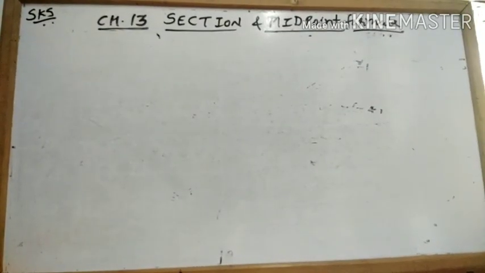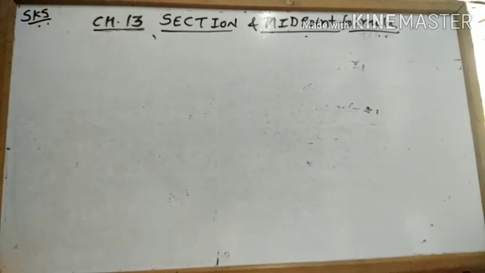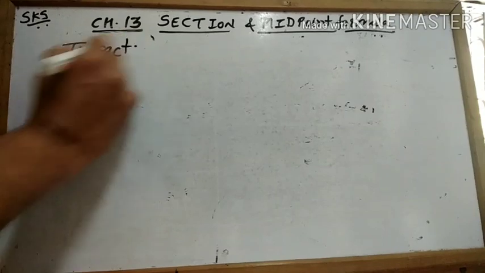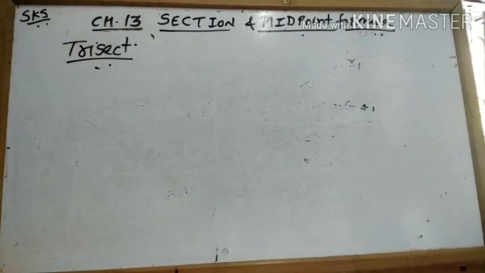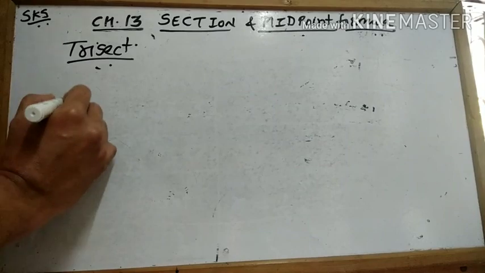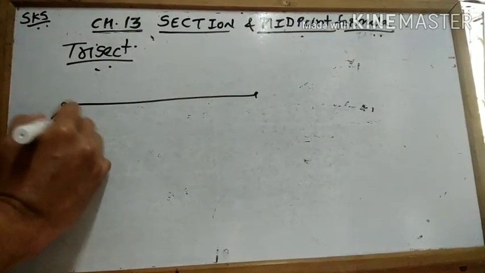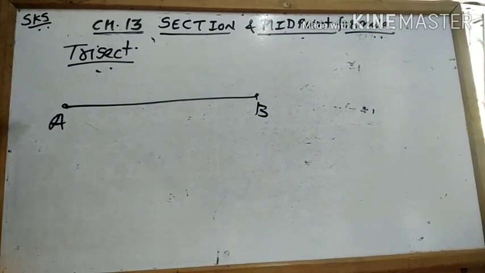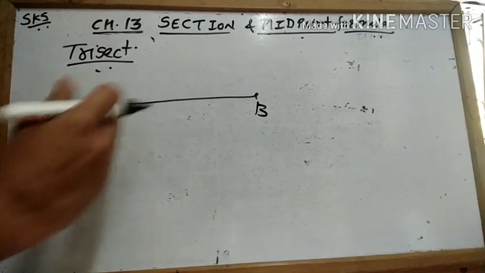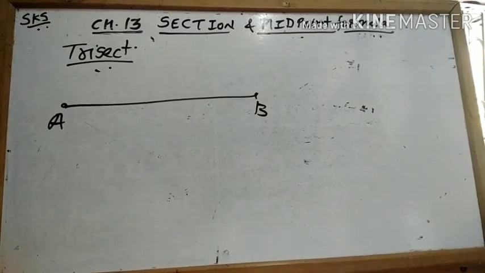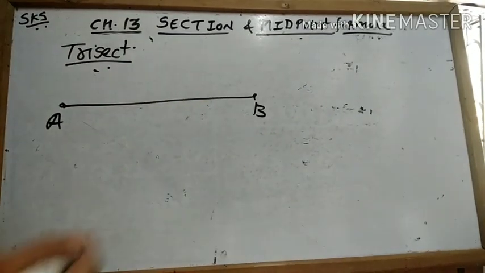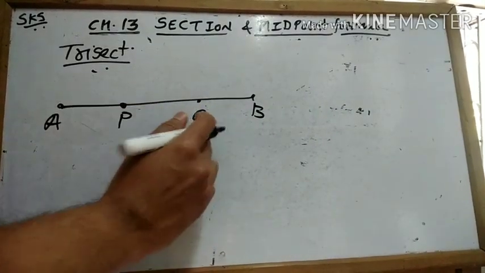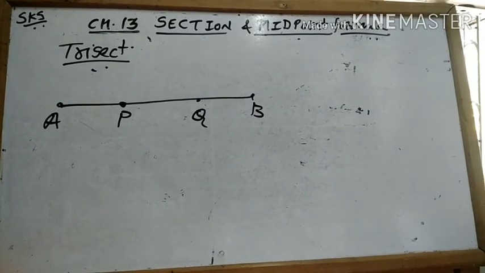A few minutes back we understood the meaning of bisect. Bisect means to divide into two equal parts. The new terminology you are going to learn is called trisect: dividing into 3 equal parts. Say I have one segment AB and I want to trisect it. I cannot trisect it with only one point. To bisect, I require one point, but to trisect, I need 2 points.